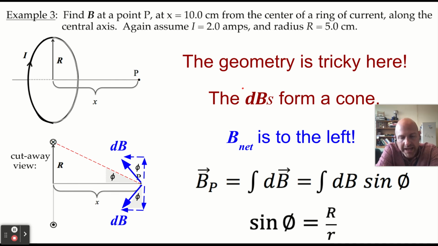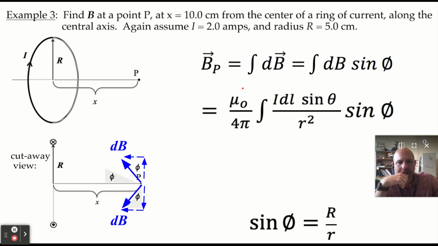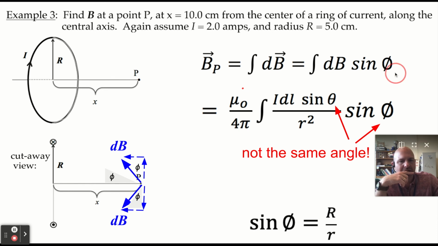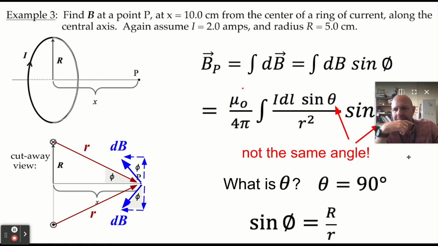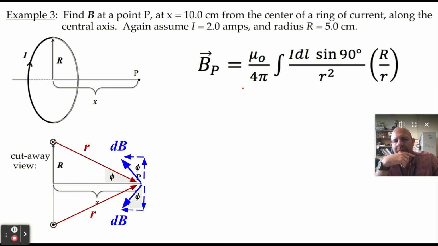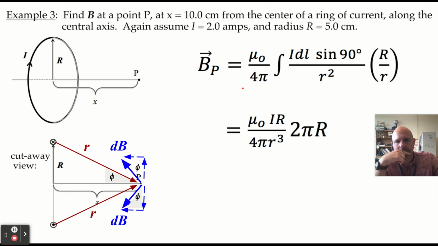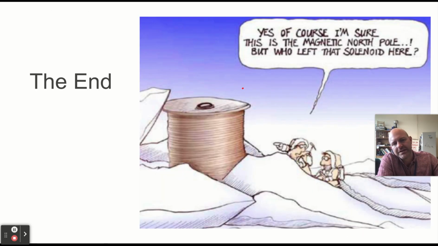Now, the sine of phi is basically capital R, the radius of my ring, divided by little r, which is the hypotenuse of that triangle. And of course, little r is also something we can kind of eliminate. Those two angles are not the same. What is theta? Well, theta is 90 degrees, again, which is nice. So if we put everything together, we know that sine of phi is big R over little r. And we plug everything in, and we end up with that result. Plug in our numbers, and we get 2.25 microtesla to the left.